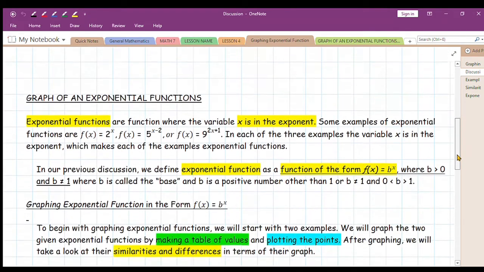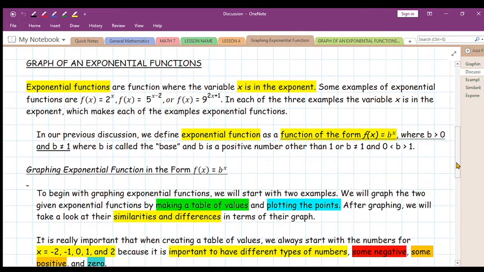Okay, graph of an exponential function. Exponential functions are functions where the variable x is in the exponent. Some examples of exponential functions are f of x is equal to 2 raised to x, f of x is equal to 5 raised to x minus 2, or f of x is equal to 9 raised to 2x plus 1. In each of these examples, the variable x is in the exponent, which makes them exponential functions.